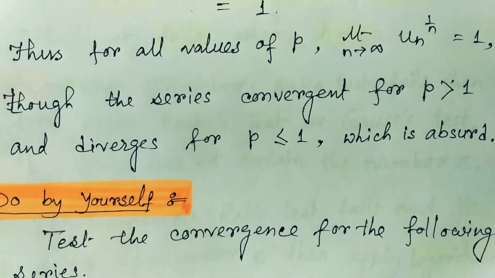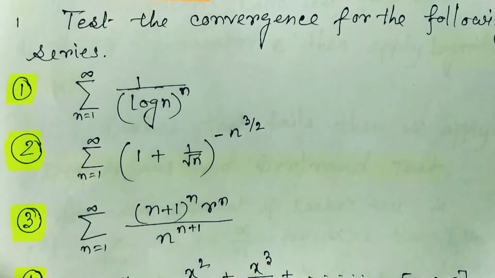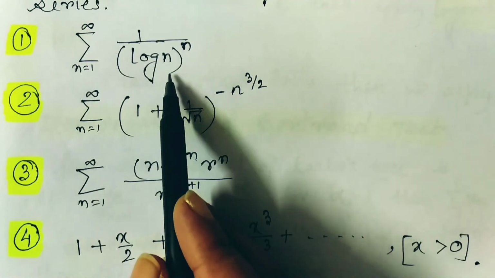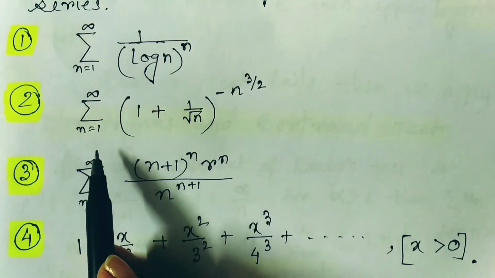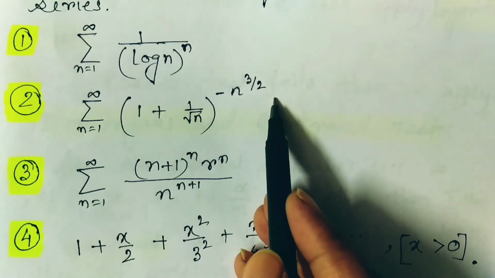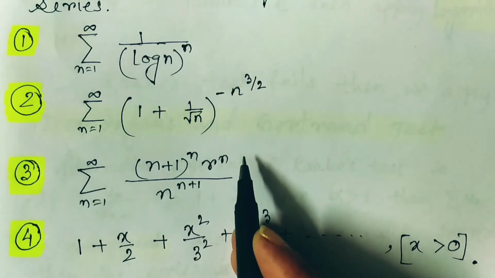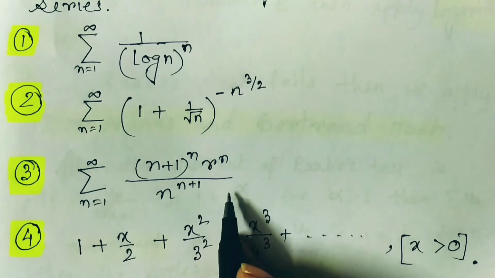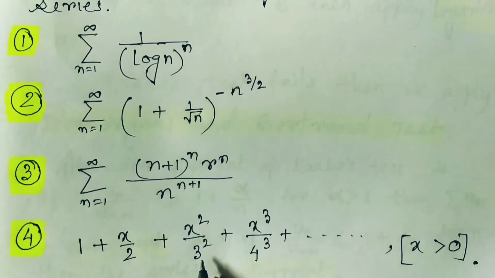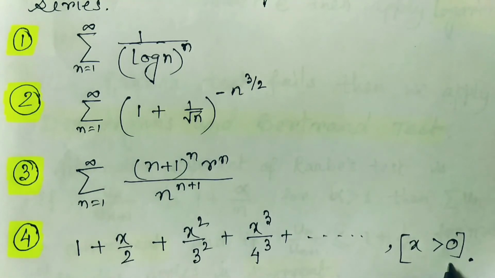Depending upon that learning, you should do a few questions by yourself. There are a total of 4 questions given. The first question is summation of 1 upon (log n) to the power n. The second question is summation of (1 plus 1 by root n) whole to the power minus of n to the power 3 by 2. The third question is summation of ((n plus 1) to the power n) whole divided by n to the power (n plus 1). And the fourth question is 1 plus x by 2 plus x square by 3 square plus x cube by 4 to the power 3, and so on, where x is greater than 0.